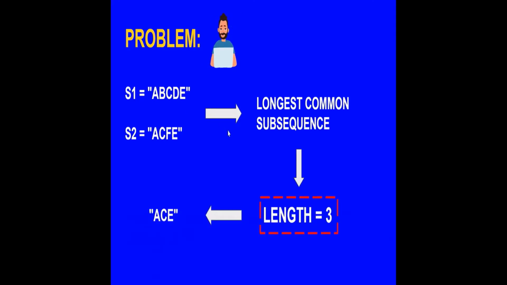Now, in this problem, we have to find the length of the longest common subsequence which is possible among two strings S1 and S2. Like you can see in this example, if S1 is A, B, C, D, E and S2 is A, C, F, E, then A, C, E is the common subsequence among the strings S1 and S2, which is of length 3, and which is the answer for this example.